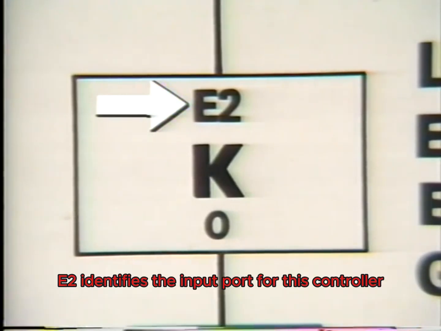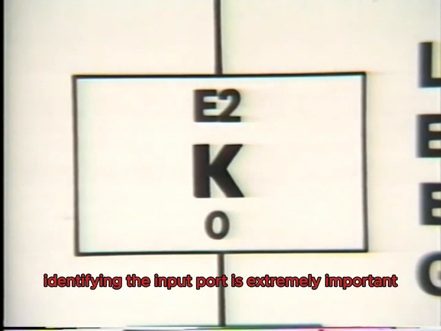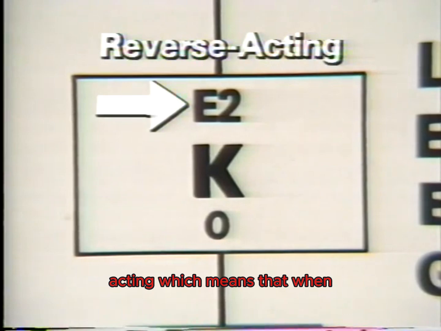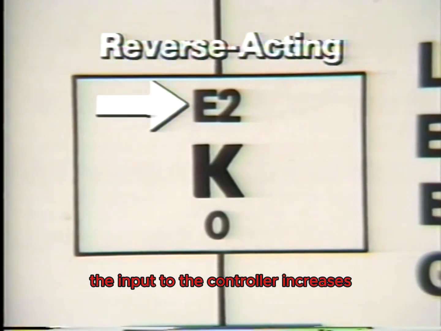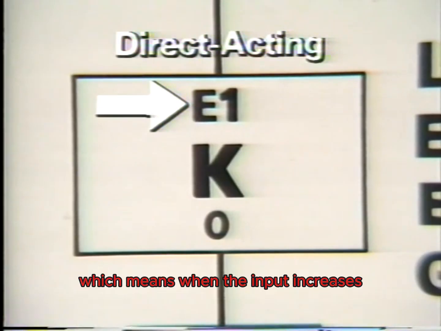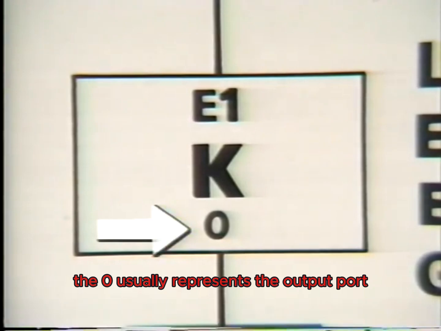The label E2 identifies the input port for this controller. Sometimes identifying the input port is extremely important. For example, in this controller, E2 is the input used to make the controller reverse acting, which means that when the input to the controller increases, the controller will produce an output that decreases. An E1 input is often used to make the controller direct acting, which means when the input increases, the controller increases its output. The O usually represents the output port.